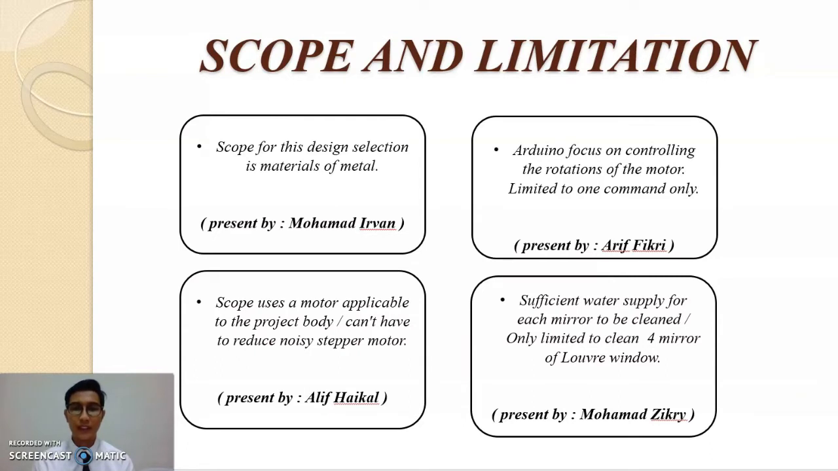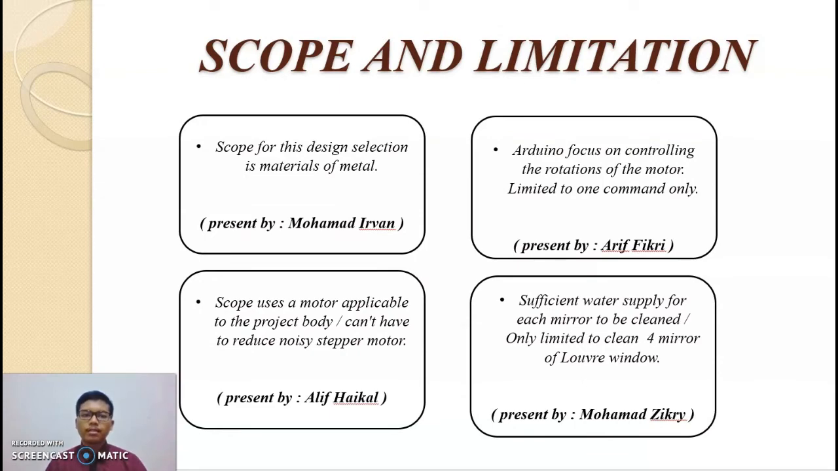Okay, the next slide is scope and limitation. The scope for this design selection is the material of the metal. This material selection is aluminium. This aluminium material is used at the body part. And after that, for limitation, there are two parts. The first part is the framework and the second part is the connecting rod.